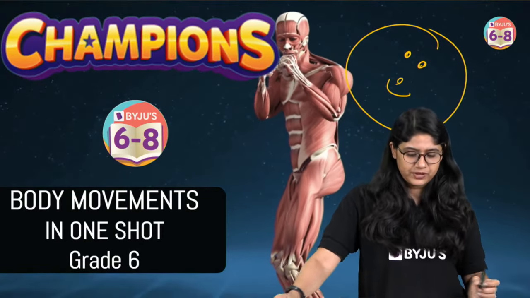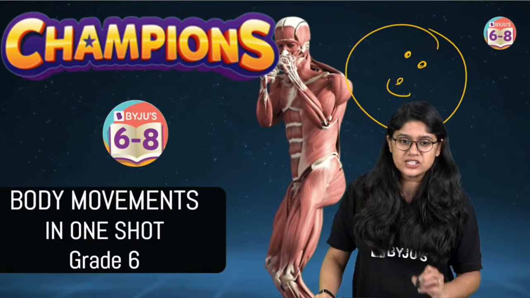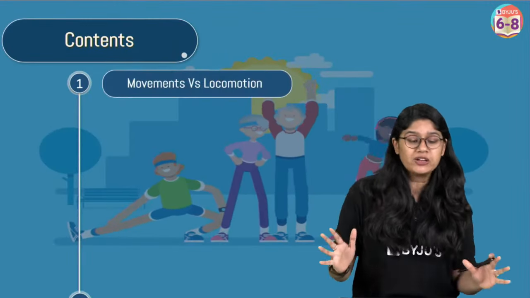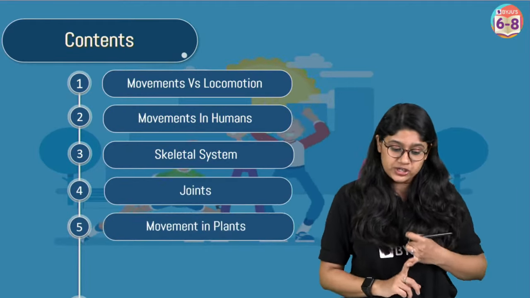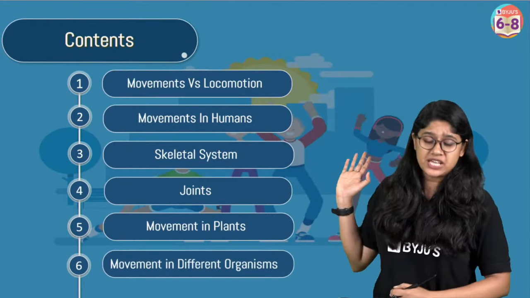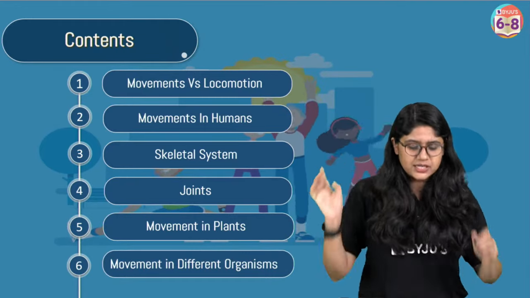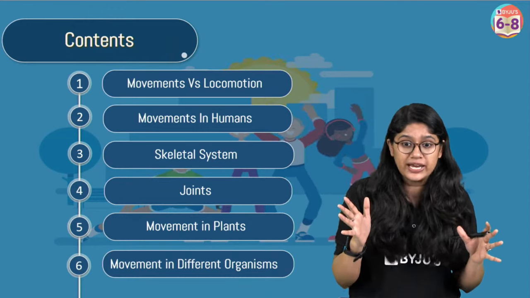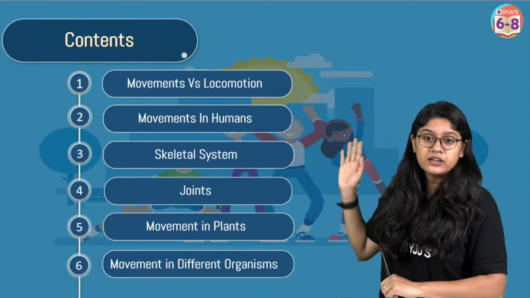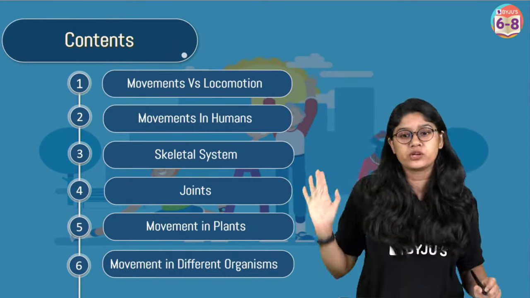Now that you're clear with this, let's quickly take a look at what we'll be learning in today's class. We have movements and locomotion, movement in animals, then the skeletal system, joints, movement in plants, and movement in different organisms. We have split the chapter into 6 topics and we'll be looking into them.